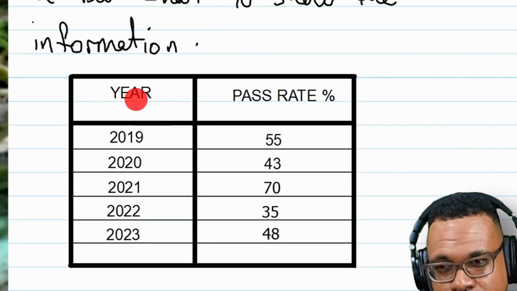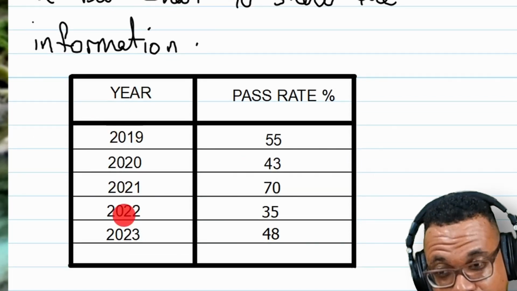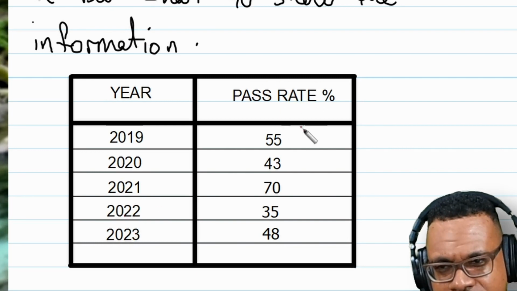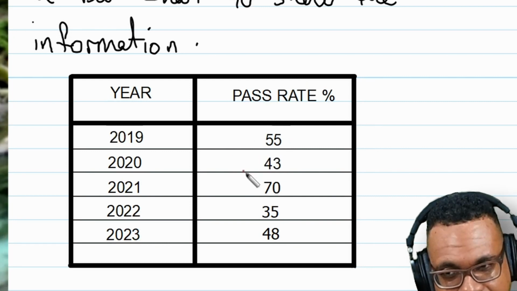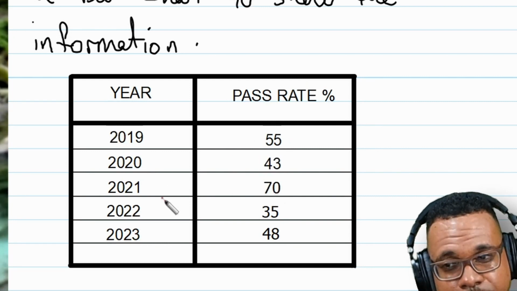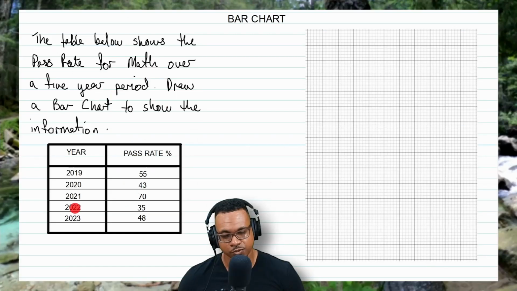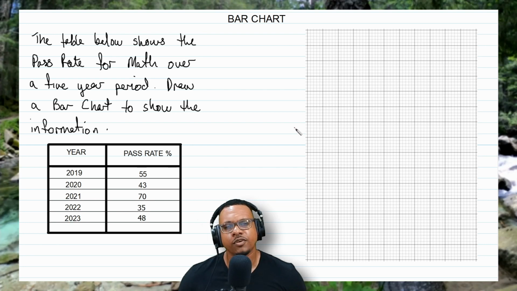So here we have year, which would be our categories. So 2019, 2020, 2021, 2022, and 2023. And here we have our pass rate in percentage. So 55% pass in 2019, 43% pass in 2020, 70% pass in 2021, 35% pass in 2022, and 48% pass in 2023.